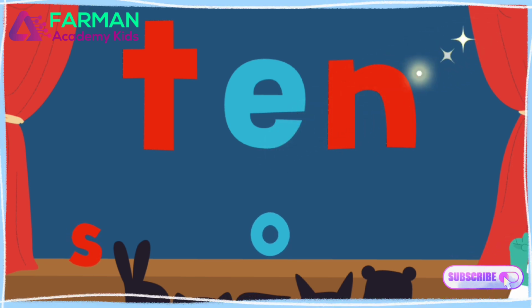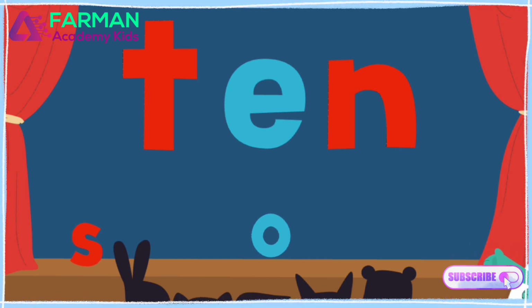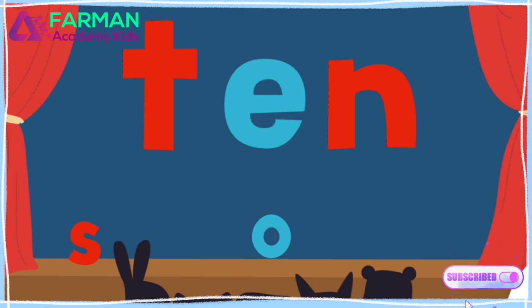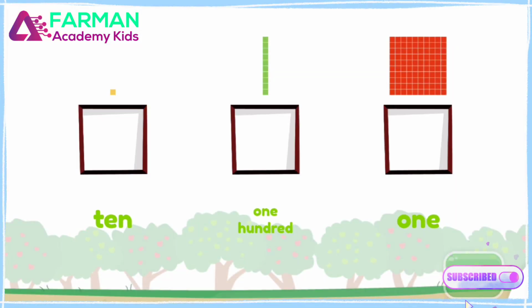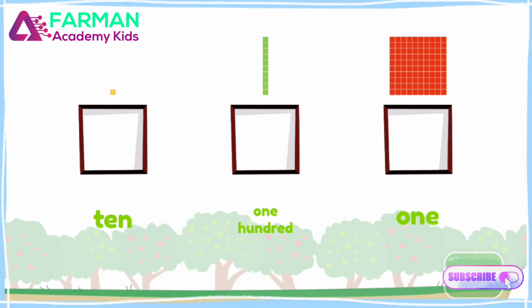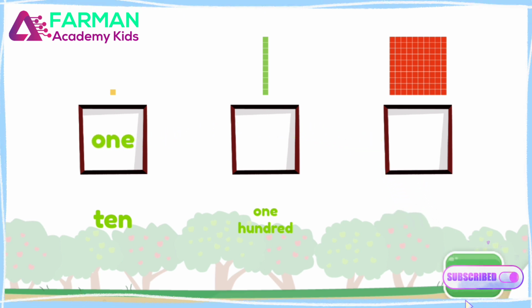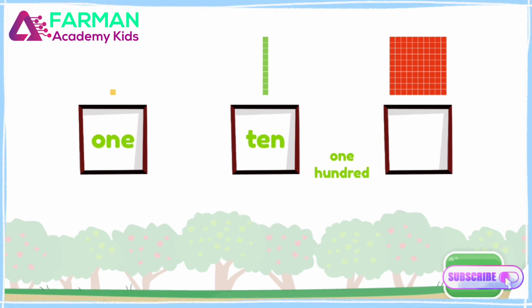Let's do some spelling. Slide the letters to spell 1. O N E. Nice! You spelled the word 1.